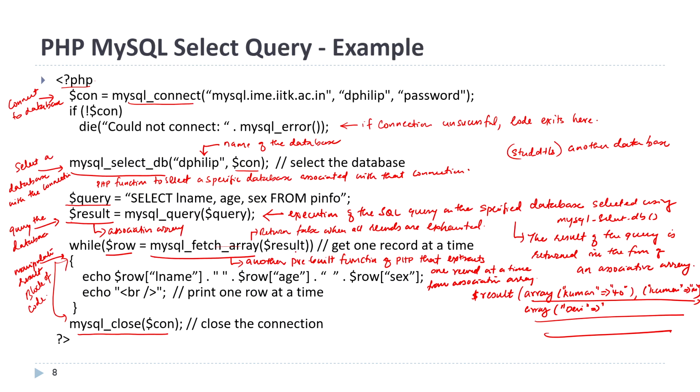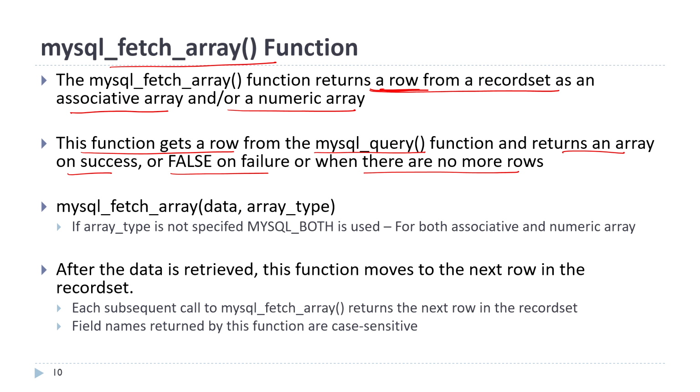So, if there is this result MySQL fetch array, it will return a row if there is a record. If not, it will return false, and if it is false, the while loop will fail and you can get out of this. The syntax is MySQL fetch array, data and array type.